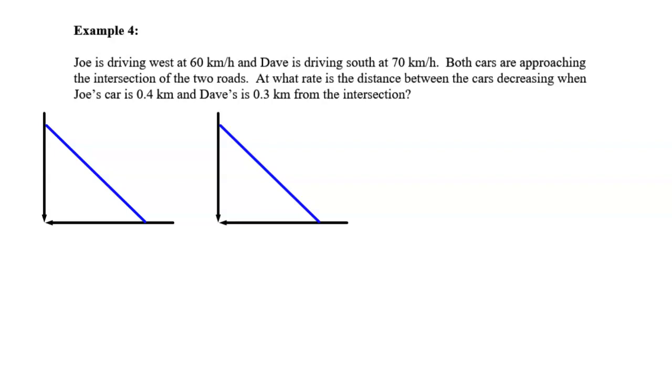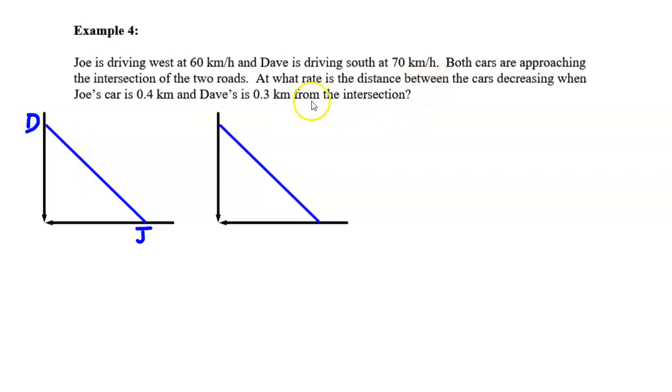In the first case, I'm going to set it up as the generic diagram. And in the second case, it will be specifically for the moment in time that is mentioned in the latter part of the problem. Okay, so we'll label this first diagram with some variables. Both cars are approaching the intersection of the two roads. Joe is driving west, so here's Joe right about here, and then here is Dave when we first start.